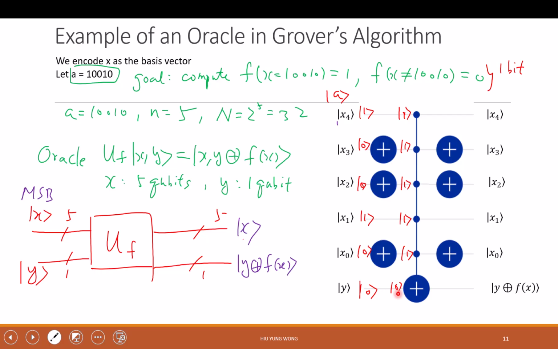Because of the NOT gate here. Why is it not NOT? It's still before the NOT gate. I'm talking about right before here. Oh, because this is A4. So 1, 0, 0, 1, 0. Okay. These are all 1. Can you guess what type of gate this is?